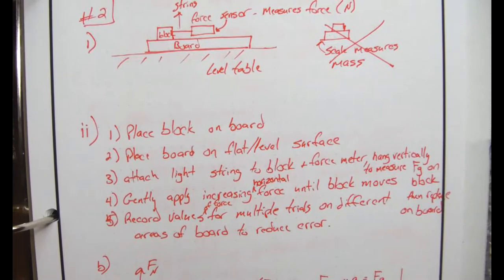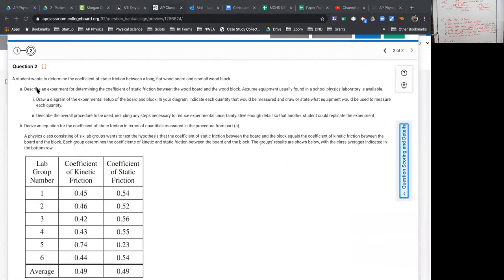So I wanted to make sure to put in how to reduce error, multiple trials, and we're assuming it's a uniform board, but we might want to do it on different areas of the board too. So that should be 2 parts. I have the diagram, how I'm going to do it, and describe the overall procedures.